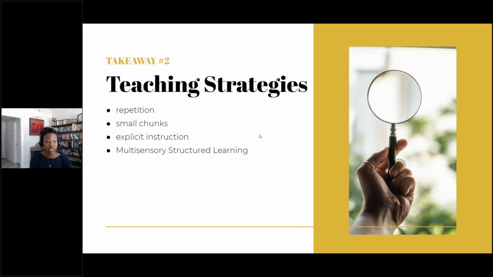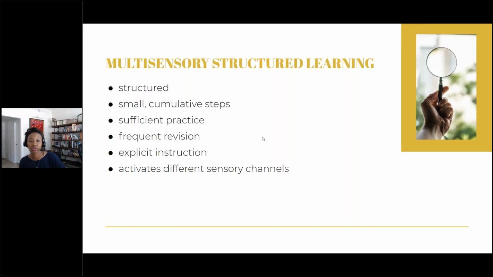All right, so the last teaching strategy I want to show you is multisensory structured learning. This was probably the most emphasized teaching strategy that was talked about in this MOOC. Multisensory structured learning is structured. It is small and cumulative, that offers sufficient practice, frequent revision, explicit instruction, and activates different sensory channels.